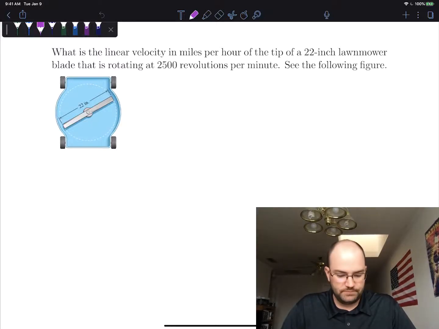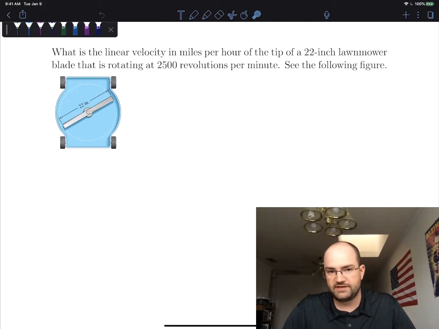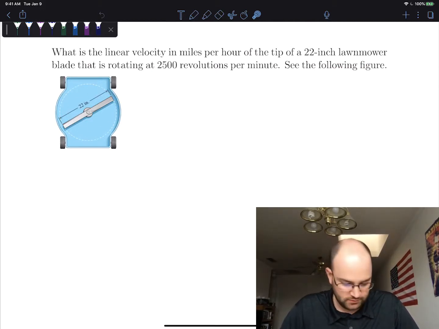Hello. In this video, we're going to look at an application. What is the linear velocity in miles per hour of the tip of a 22-inch lawnmower blade that is rotating at 2,500 revolutions per minute? See the following figure. So we've got a figure here, which, by the way, I didn't make. I just took these from the book.